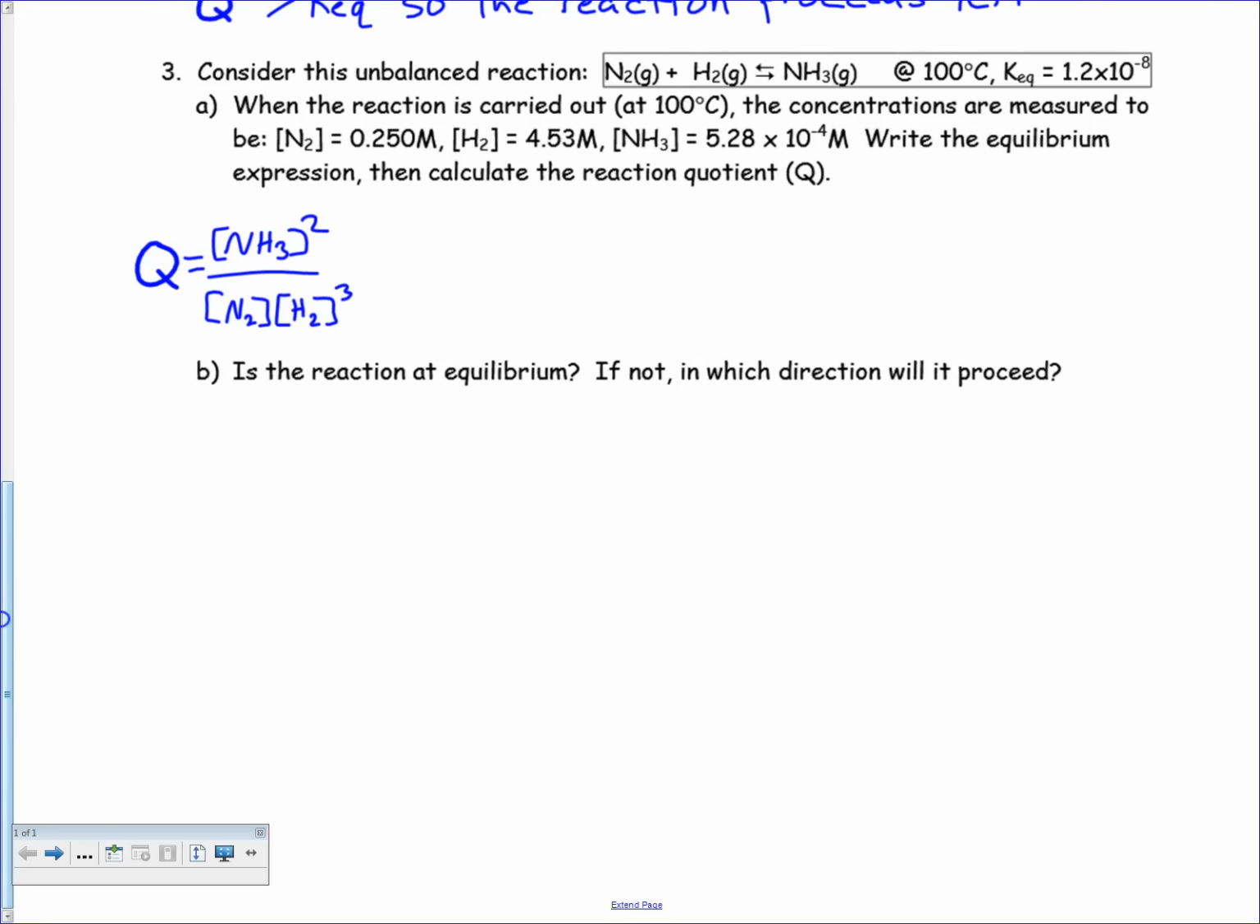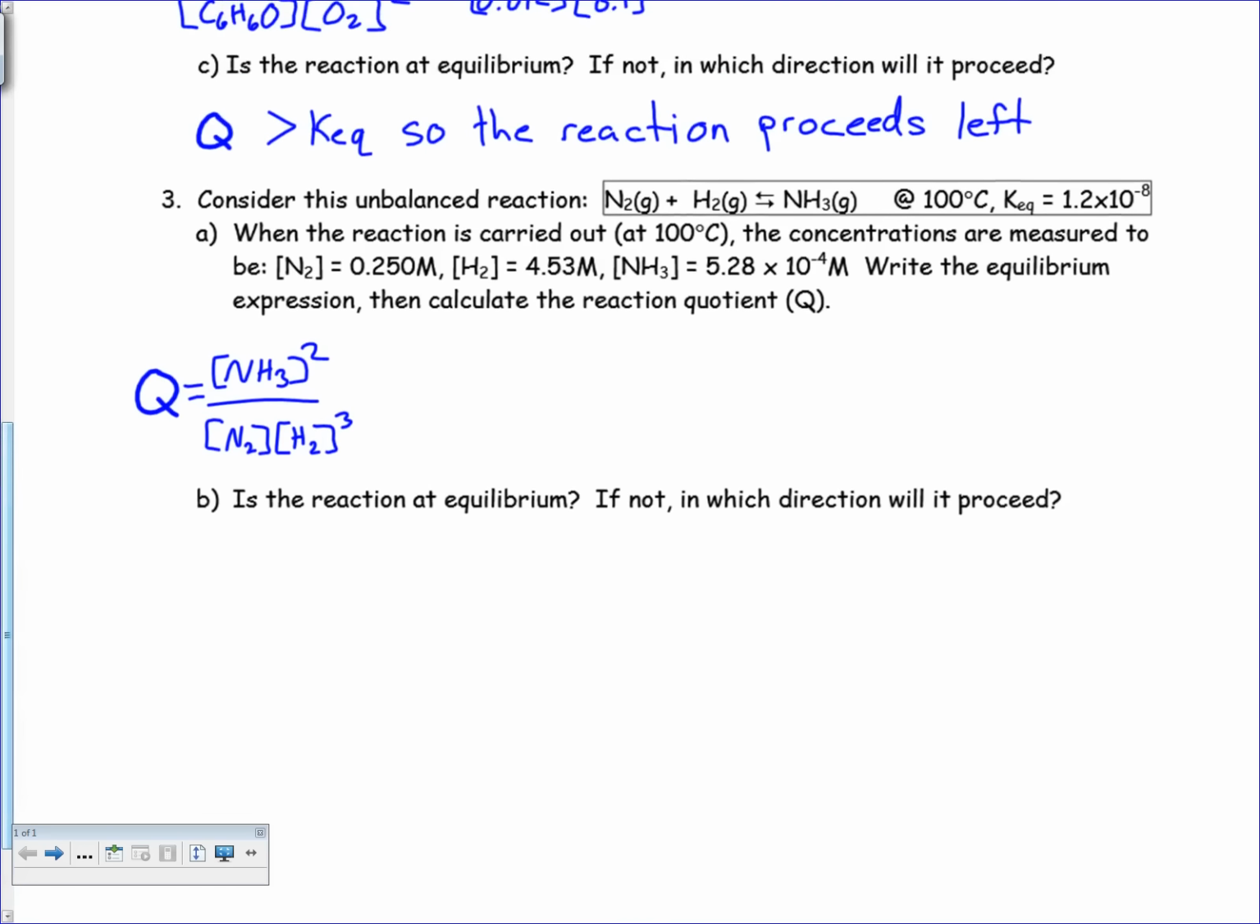Oh, you might be a little bit confused where I was getting those exponents. This said consider the unbalanced reaction up above. So what you need to do is you need to go ahead and balance it. To balance it, we need a 2 in front of the NH3. We need a 3 in front of the H2. And so that's kind of where that's coming from.